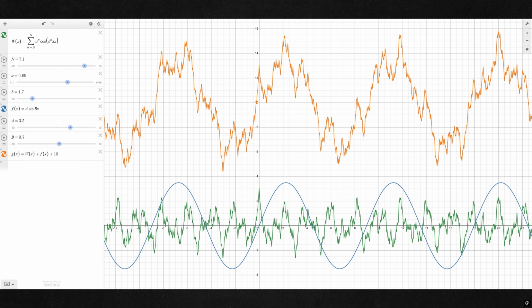In green, we have the Weierstrass function with the specific parameters on the left. Notice how it's a deterministic function that generates an apparently chaotic behavior. In blue, we have a simple sine wave. On top, we have the superposition of the 2 in orange. Notice how the orange line resembles the motion of price action with incredible detail.